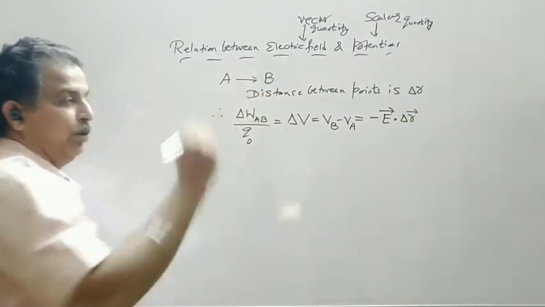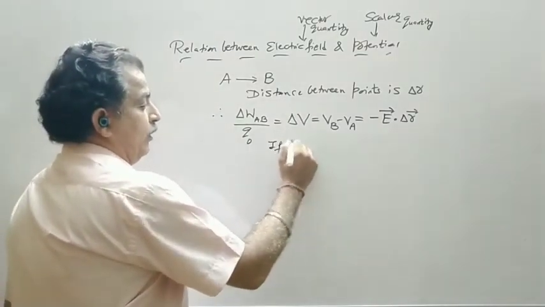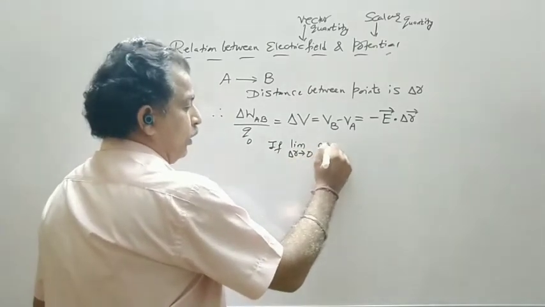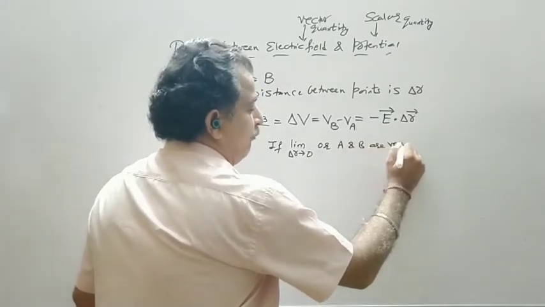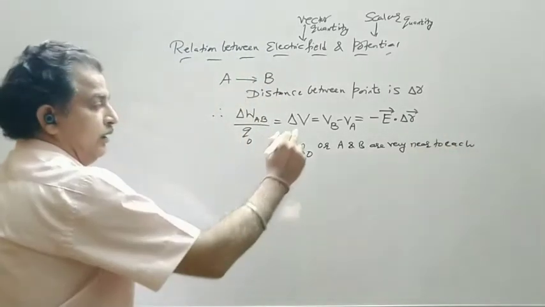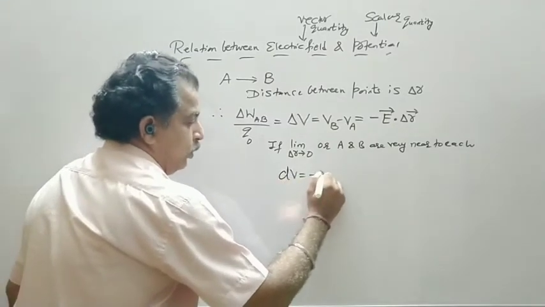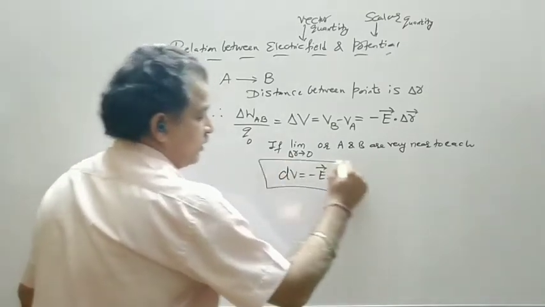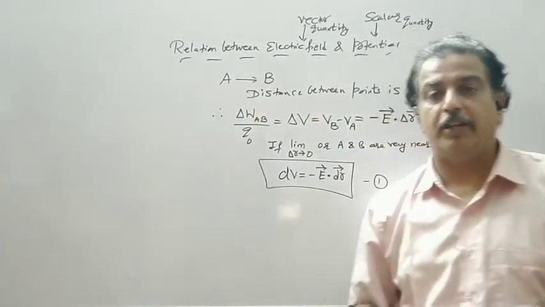Now this is a small amount of work done. If we assume that the limit delta R tends to 0, or you can say A and B are very near to each other, then we need this relation. So I will write dV is equal to minus E dot dr. This is the relation in differential form.